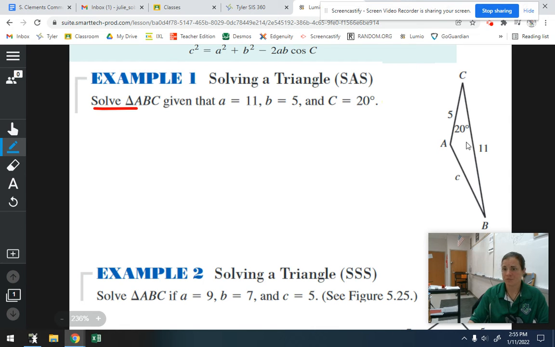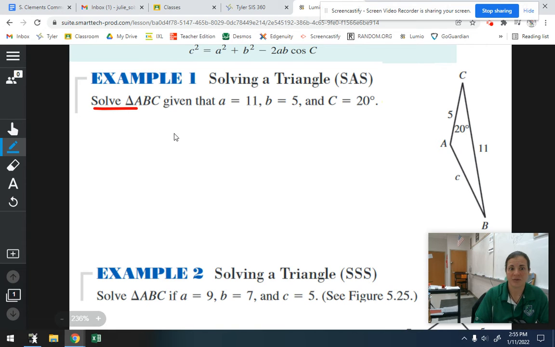Okay, now with this, the law of sines wouldn't work because you would do sine of 20 over something that's missing, and then you'd have another unknown. So you can't have two unknowns and solve. So the law of sines will not work with this. The way it's going to work is using the law of cosines.